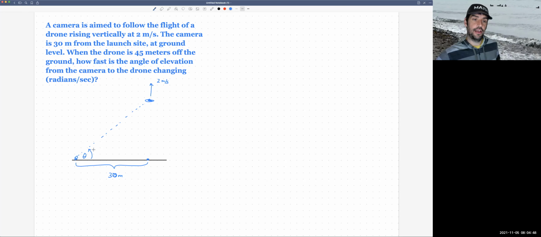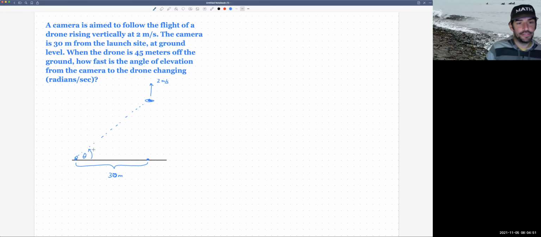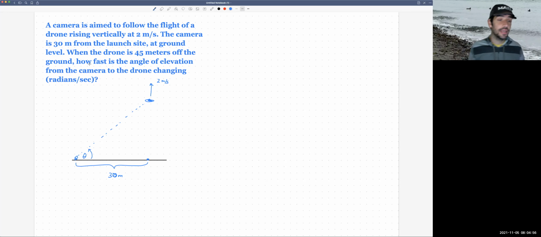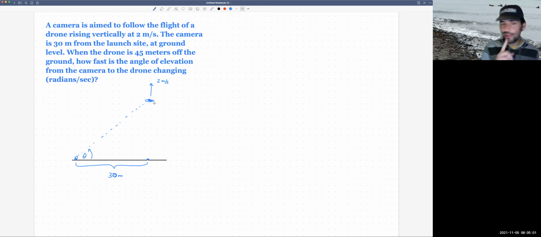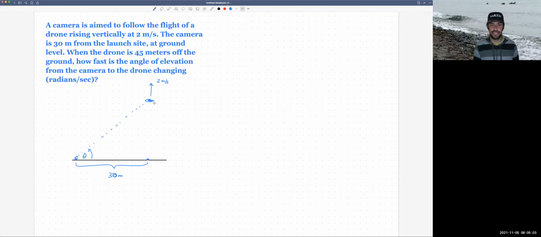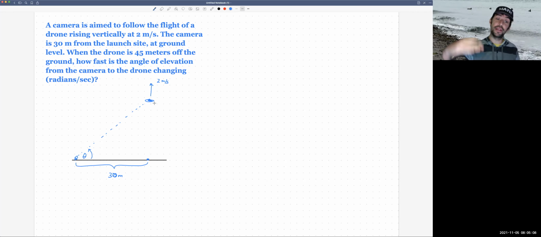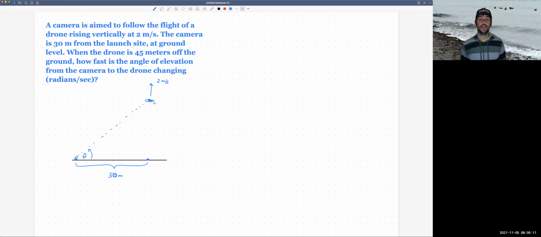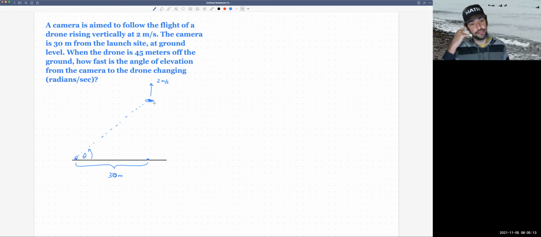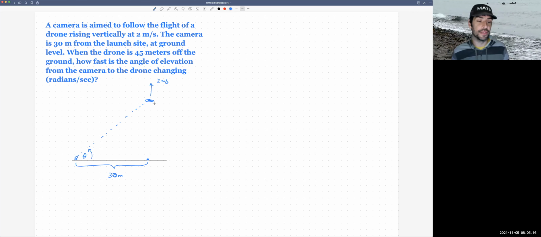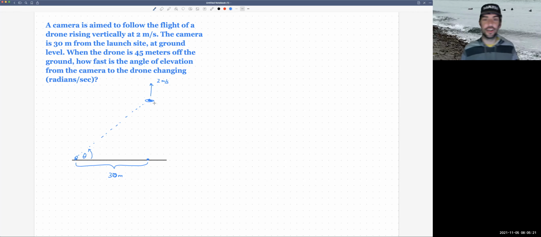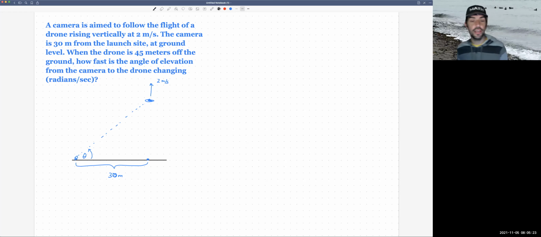And I also want to be careful with the last piece of information, that we're interested in this angle and how it's changing when the drone is 45 meters off the ground, because I don't necessarily want to draw that 45 meters in there, because I don't want to imply that that's the height, right? The height is changing. This thing is rising. We just want to know something right at this moment it passes through 45 meters off the ground. We want to know something about that angle then. Okay, so I'll leave that off for now. We'll figure out how to put that in when we get there.